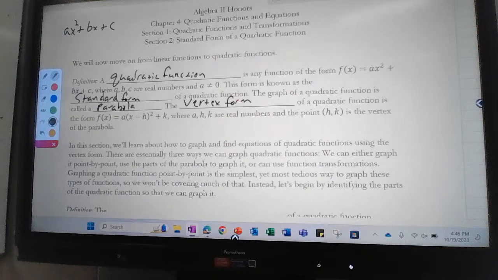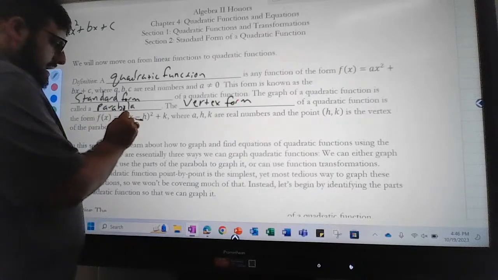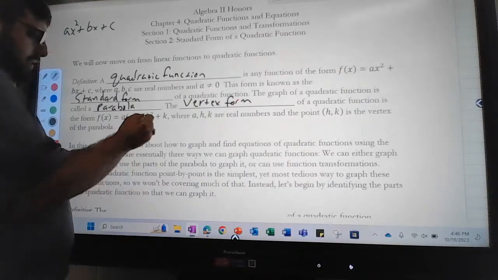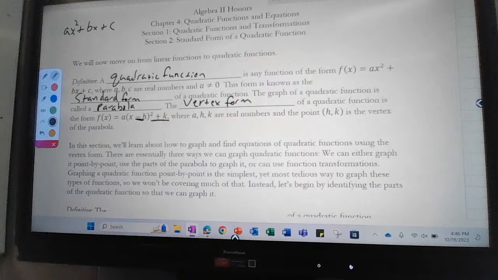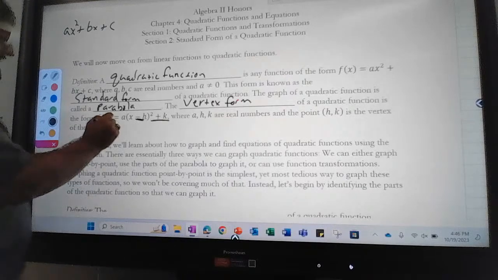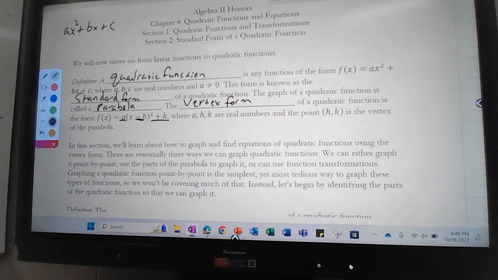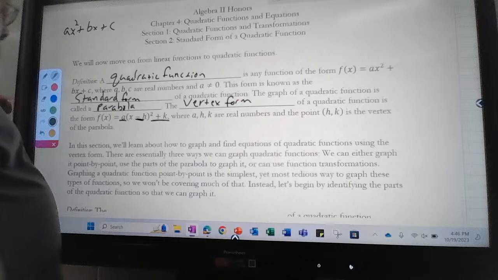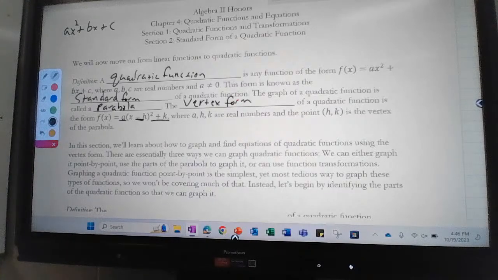Now, especially with function transformations, it actually makes sense, especially when we talk about vertex form, because right here, that minus h, that's your horizontal translation. Your plus k is your vertical translation, and the a covers both reflections, y-axis and x-axis reflections, and vertical dilations. But we'll get more into that later.